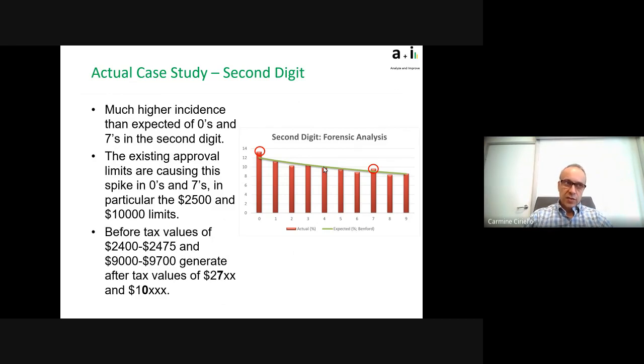When you apply taxes to those numbers, it generates $2,700 and $10,000. So that's why the 7 and the 0 were showing up higher than expected. This is an example of systemic behavior, right? The people aren't profiting from these manipulations, but they're manipulating the system. Rather than putting the actual value of this PO or this invoice, I'm going to bring it down. I'm going to ask my vendor to send me 2 invoices of $2,400 instead of the actual price of $4,000 or $5,000. That allows me to sign for it.